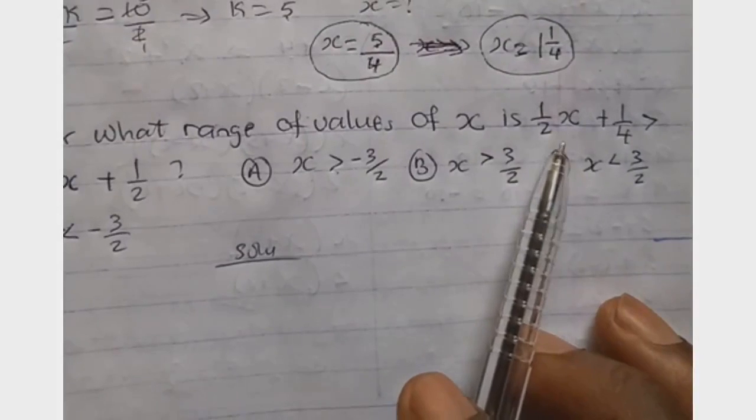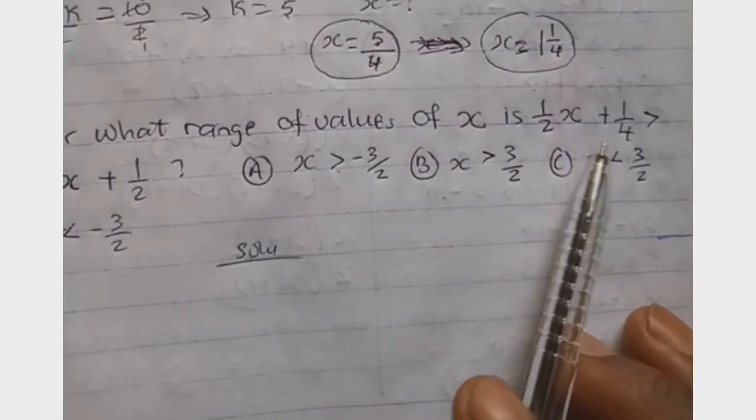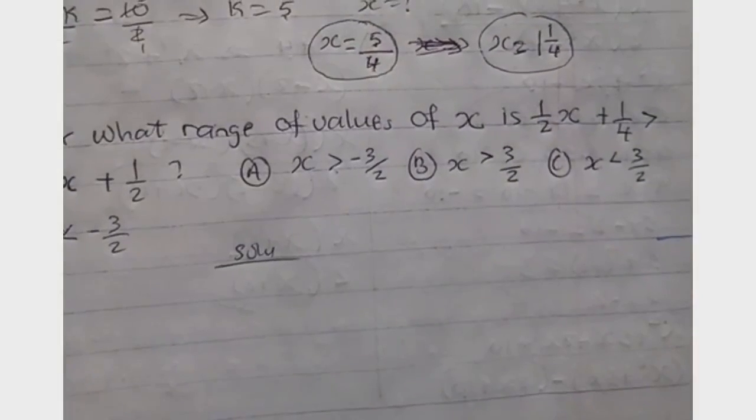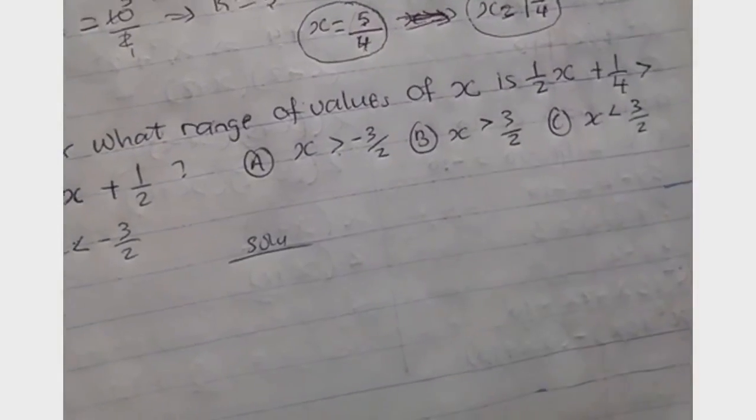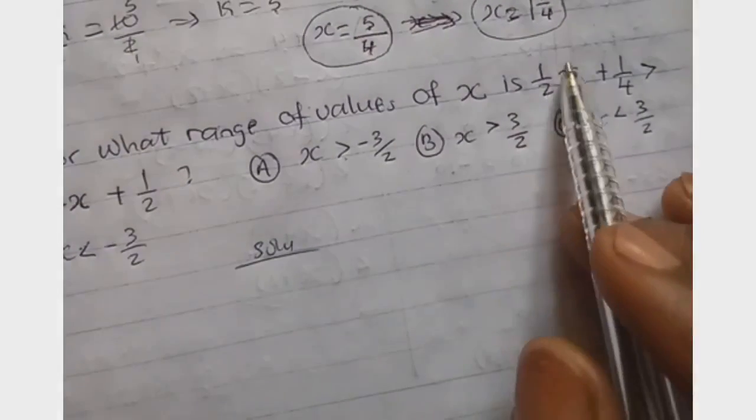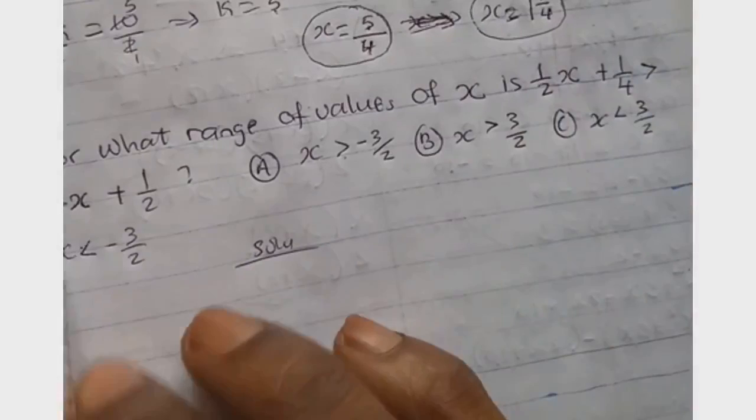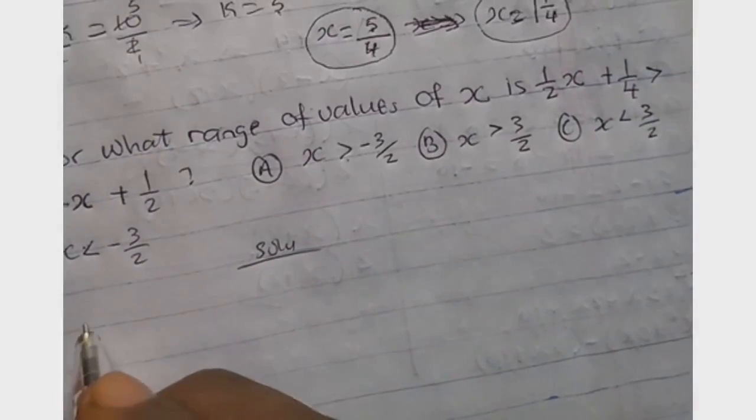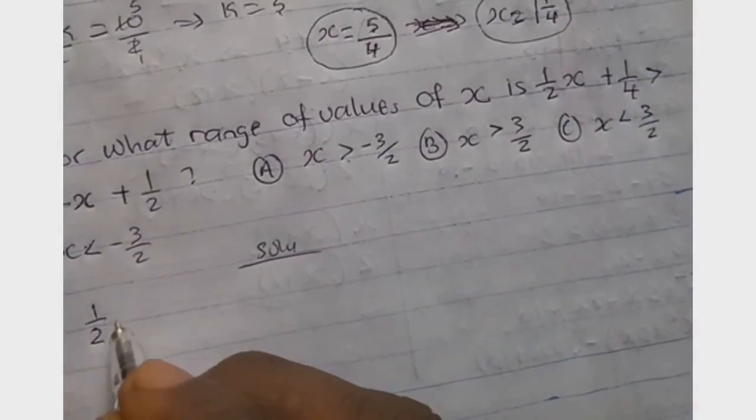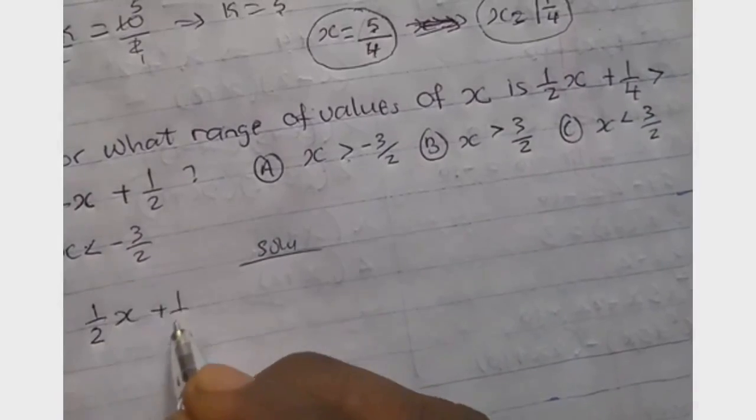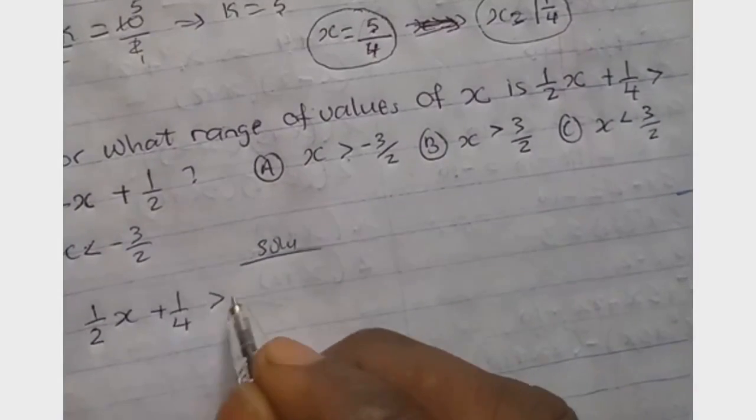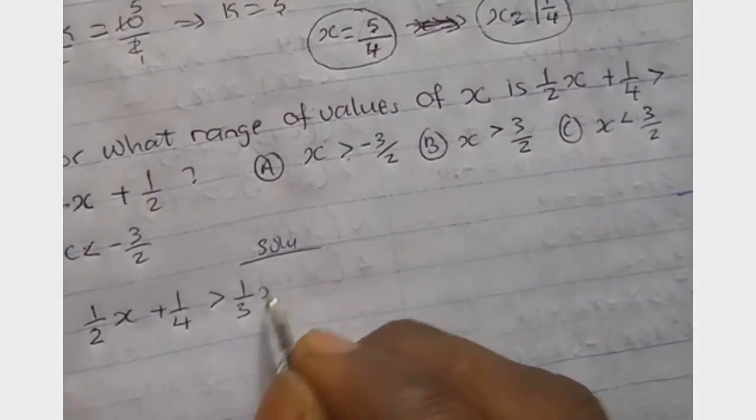So the first thing that should come to your mind is that this question is an inequality. I know you can solve this one. I'll give you the simplest way you can solve this question. Okay, so let's go. Let me write the question we are given here. We have 1 over 2 s plus 1 over 4 greater than 1 over 3 s plus 1 over 2.